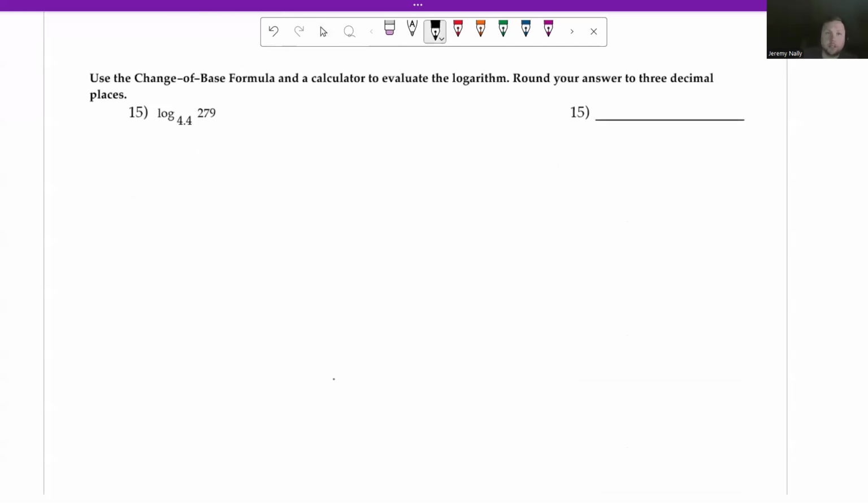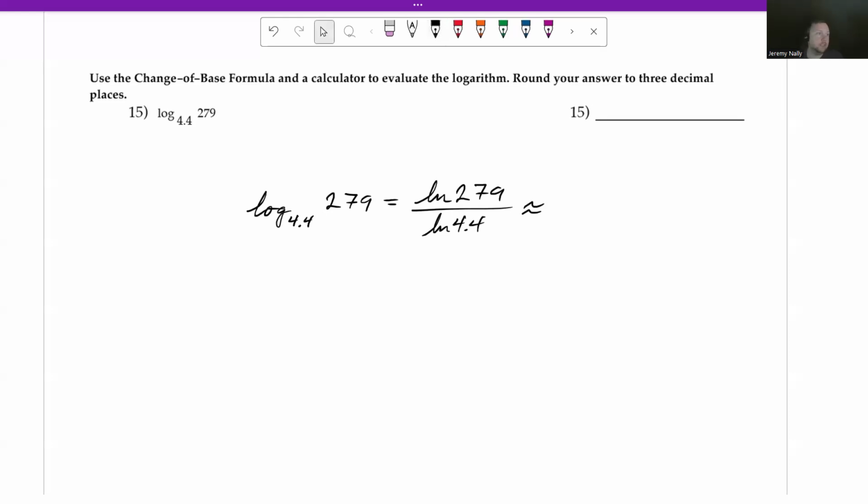Okay. Use the change of base formula and a calculator to evaluate the logarithm. Round your answer to 3 decimal places. Don't just straight up plug this into the calculator. I want you to write this down on a question like this, right? If I have log base 4.4 of 279, then I want to see you use the change of base formula with either the natural log or the common log. Okay, round to 3 decimal places. So I need to get a calculator.